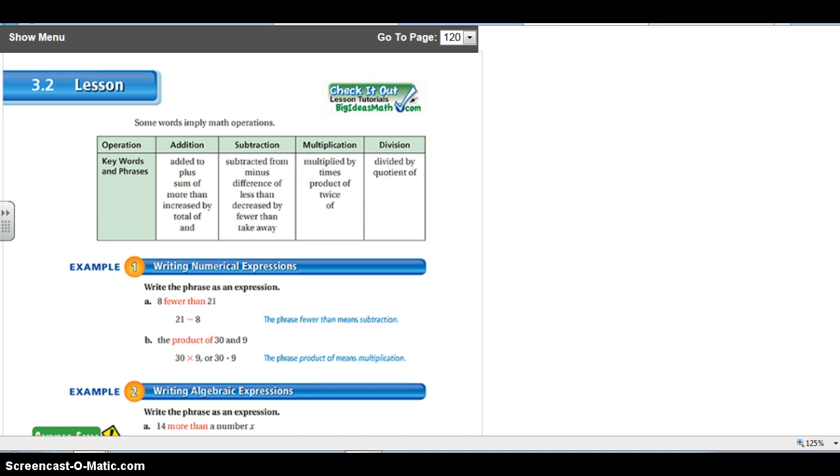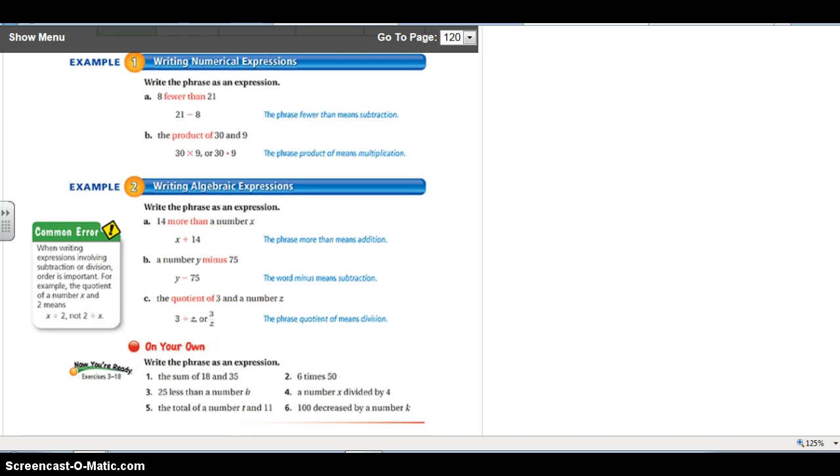Okay, example 1. You did some of this yesterday through the activities, and they're just reviewing what you did. 1A says write the phrase as an expression. A is 8 fewer than 21. Fewer than, if we look up in the categories, means minus or subtract. B, the product of 30 and 9. We know we need to find the product, which is the answer to a multiplication problem.